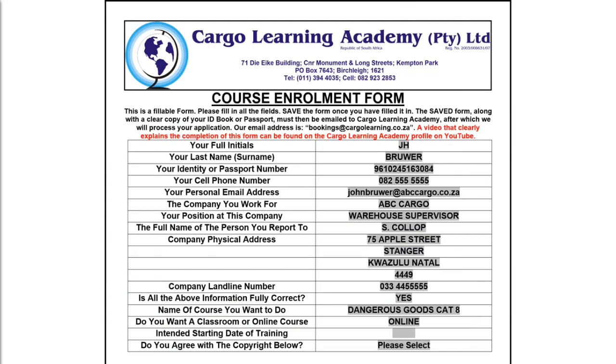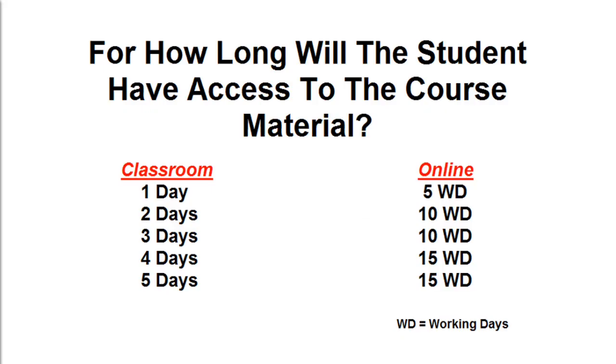Next, you then have to indicate the intended starting date of the training. Obviously, if you want to do a classroom-based course, then this date will be in accordance with our training schedule. Whereas if you want to do an online course, you can then decide when you want to do the specific course. An important issue for those who intend doing online courses is the following. For how long will I have access to the online course?